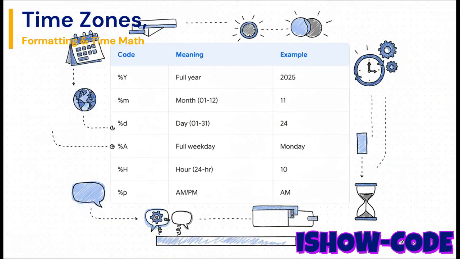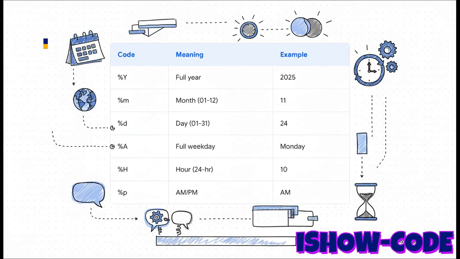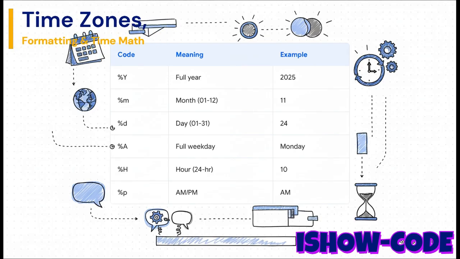So how does this translator work? Well, it has its own special grammar, using these little format codes. You can see here, %Y gives you the full 4-digit year, %A spells out the full weekday, and so on. You just mix and match these codes to build exactly the string you want. Let's see what that looks like in a real before and after scenario.